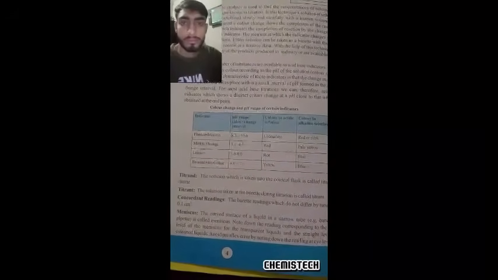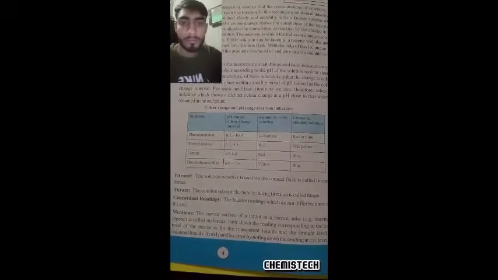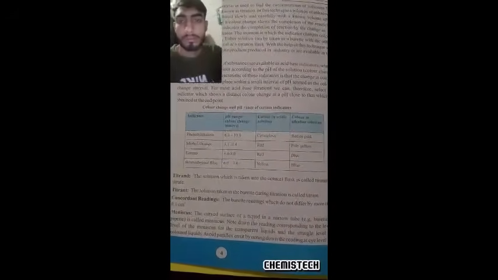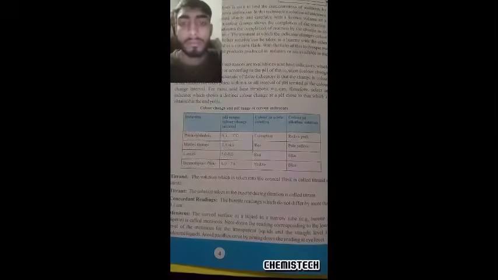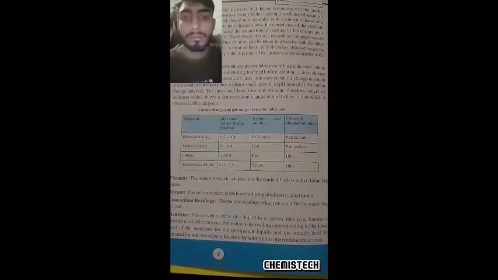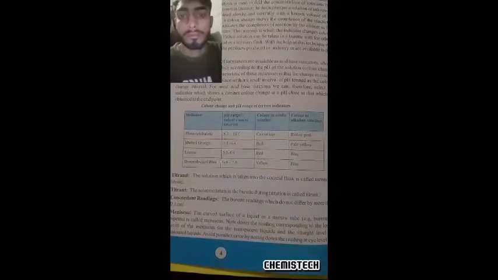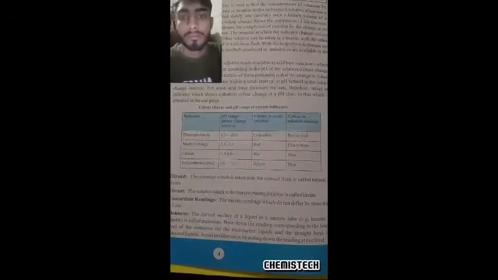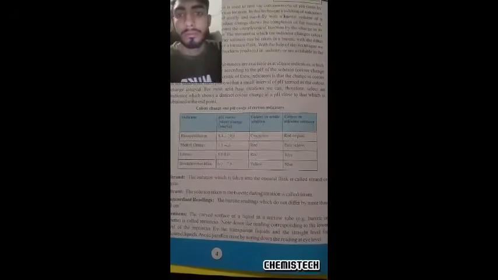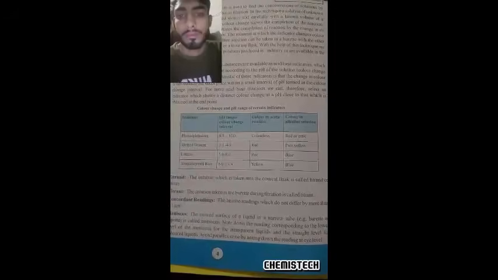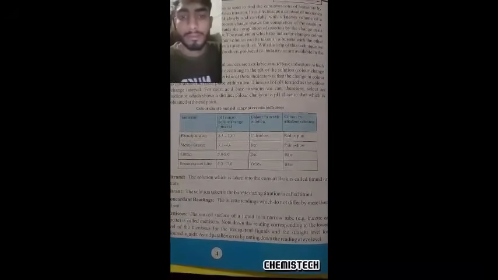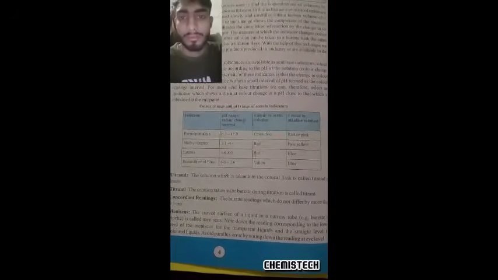Phenolphthalein, pH range 8.3 to 10.0. Color in acid solution: colorless. Color in alkaline solution: red or pink. Indicator methyl orange, 3.1 to 4.4. Color in acid solution: red. Color in alkaline solution: pale yellow.